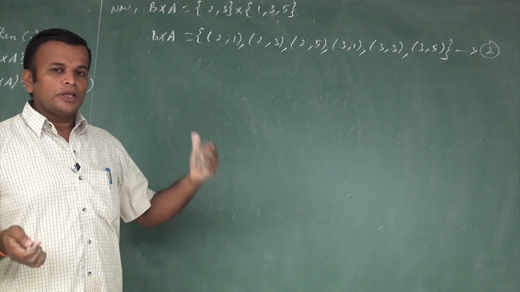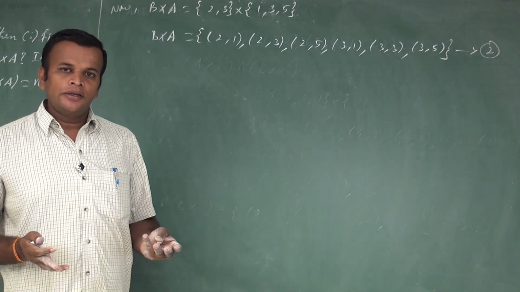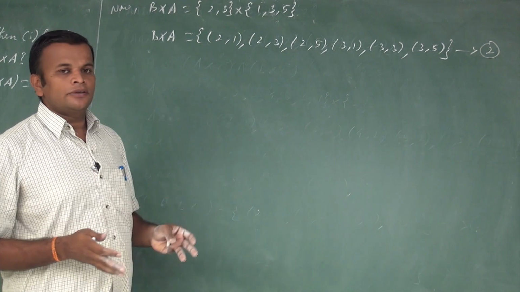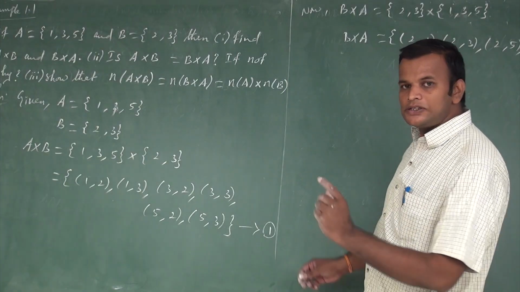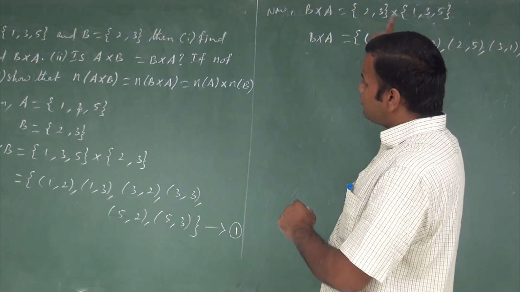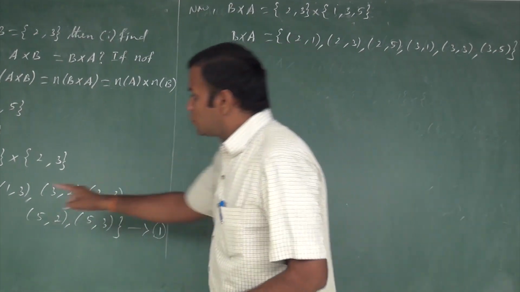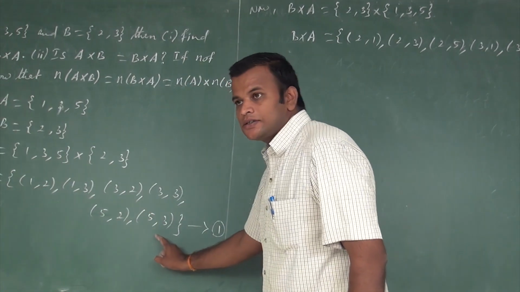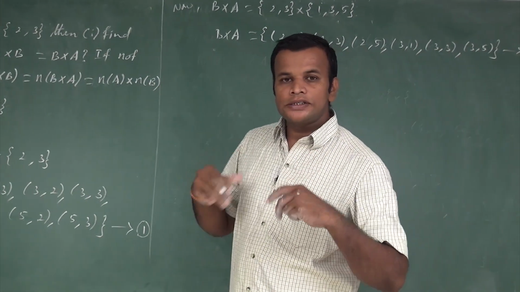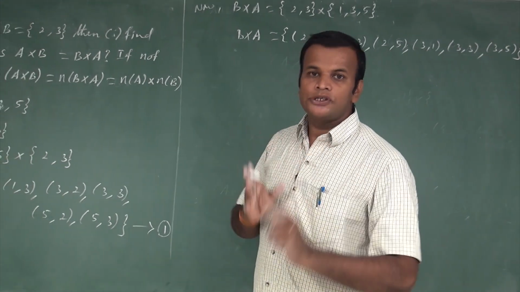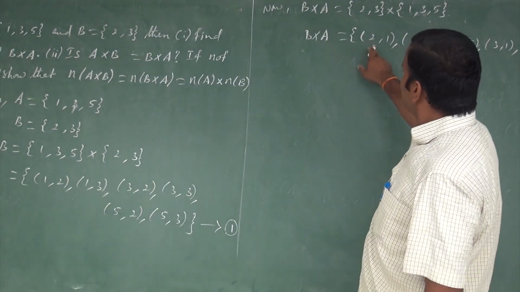Now we check whether A cross B and B cross A are both equal or not. If it is equal, we write the conclusion that A cross B and B cross A are equal. Suppose it is not equal, we tell the reason also. So now we see from 1 and 2 the A cross B and B cross A values. The total number of ordered pairs is the same: 1, 2, 3, 4, 5, 6. And here also 1, 2, 3, 4, 5, 6. The number of ordered pairs is the same, but you see the ordered pair elements. First starts from 1, 2, and here it starts from 2, 1.